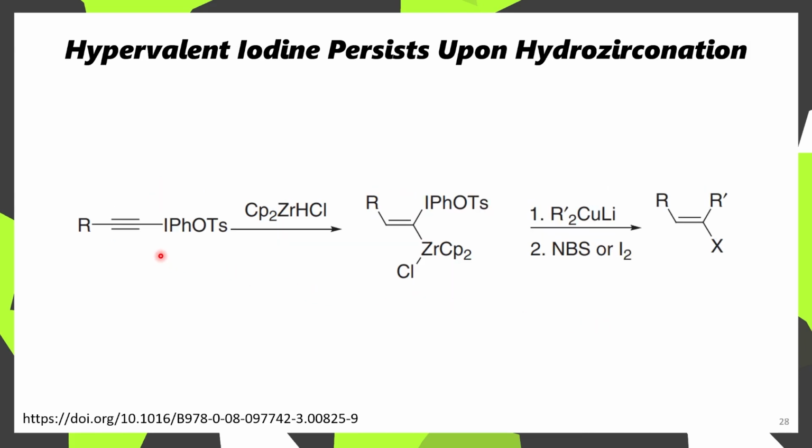I'm planning on discussing hypervalent iodine reagents in the future because they're kind of interesting and a useful way to install alkynes. This is an example of an alkyne containing hypervalent iodine species, and when this is treated with a hydrozirconate, this once again adds across the alkyne and can undergo cross-coupling to displace the vinyl iodonium, and then subsequently halogenated using NBS or iodine to displace the zirconium with the desired halogen.